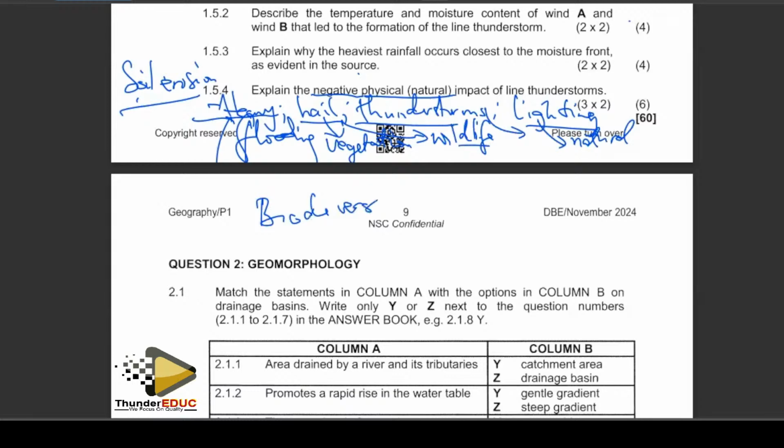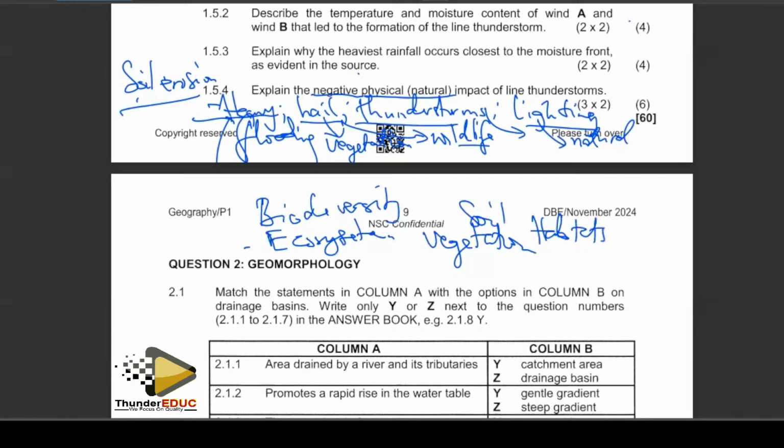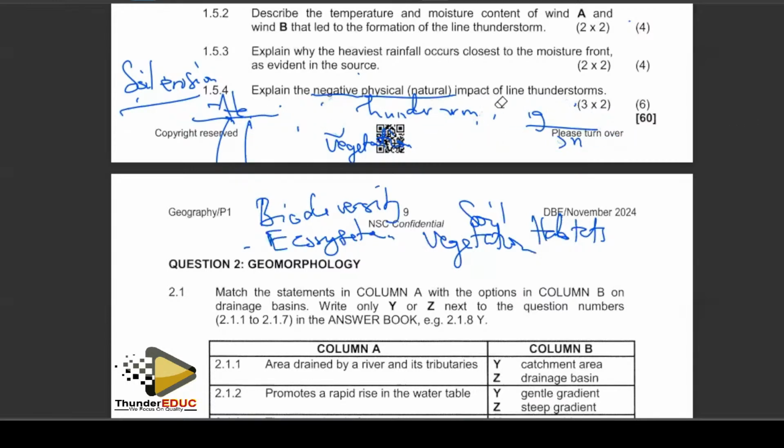How is the biodiversity of the area affected? Or how are the ecosystems affected? The natural vegetation, the soil, the habitats of wildlife, the balance of nature, how is it affected? So you address those aspects and look at how they are affected by those particular weather elements so that you address the requirements of the questions and not just wander around the question, not answering the question.